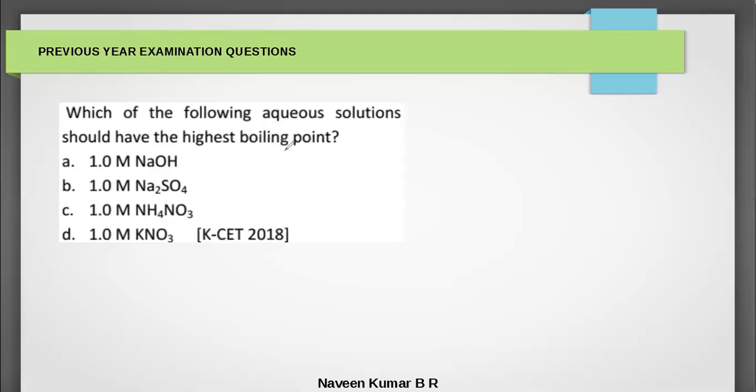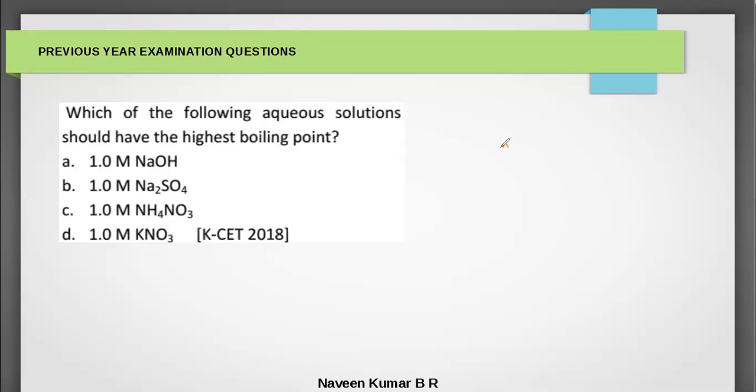Again, the next question is from the same Karnataka CET 2018. The question is, which of the following aqueous solutions should have the highest boiling point? They have given the same concentration with different electrolyte containing solutions. So we need to identify which will have the highest boiling point.